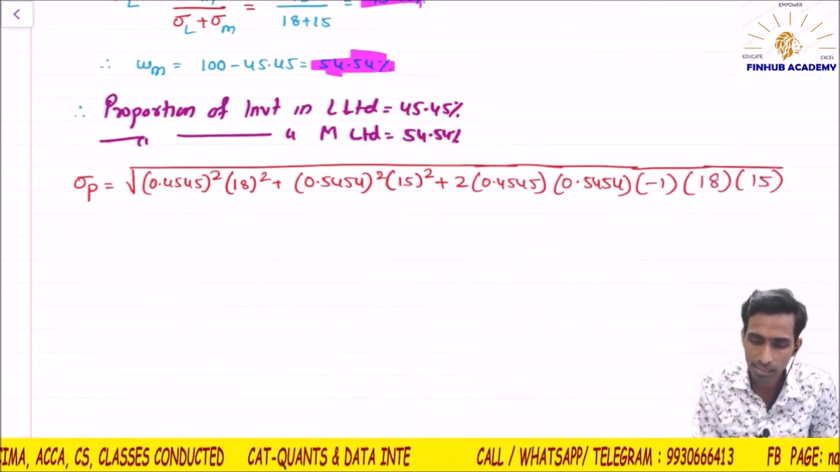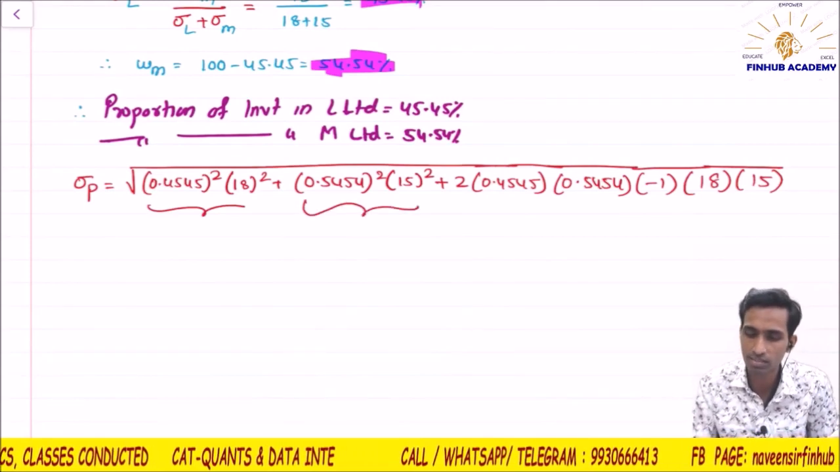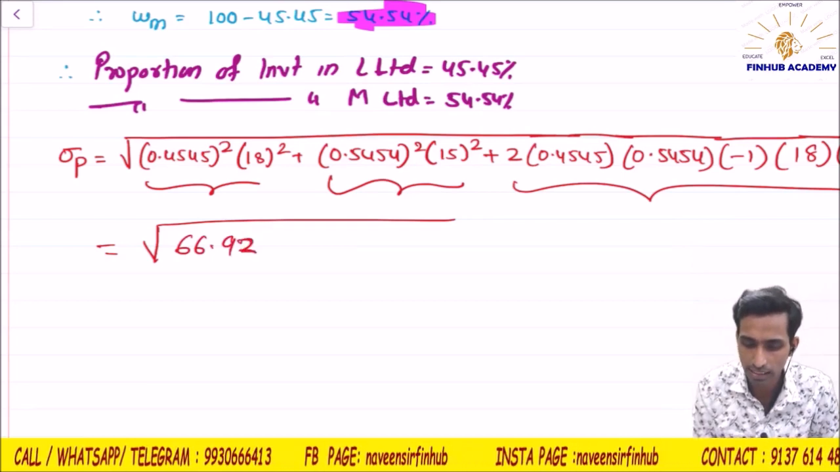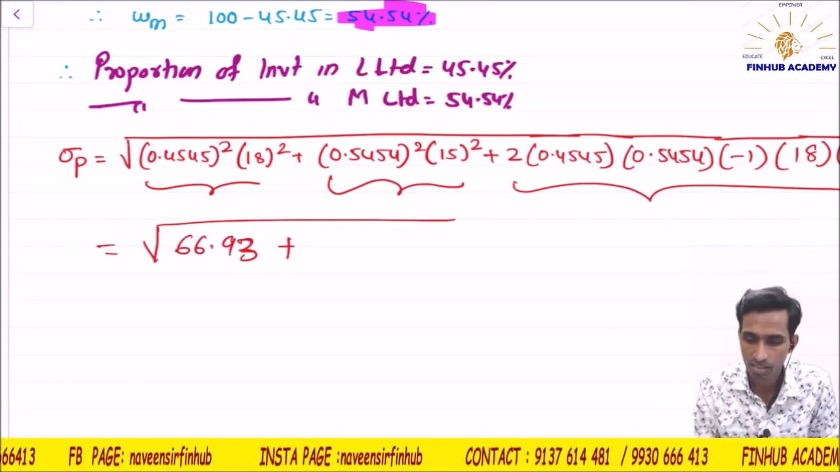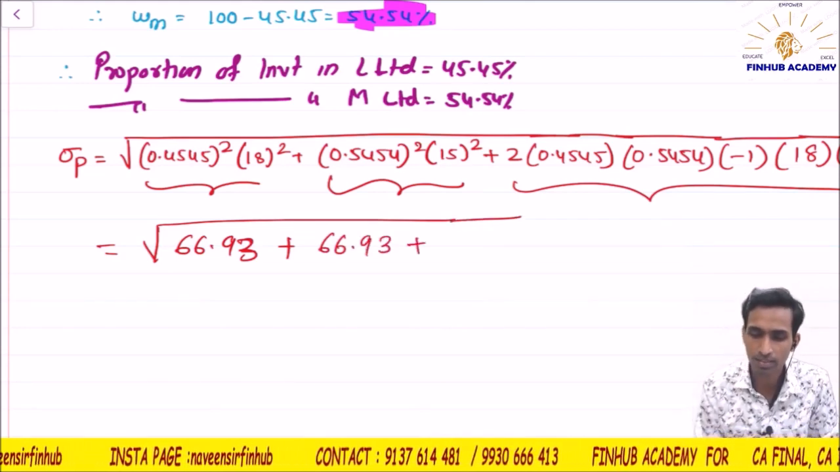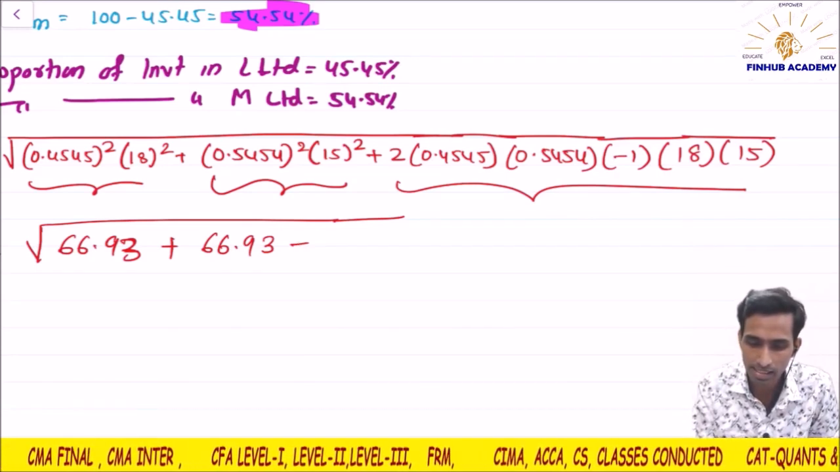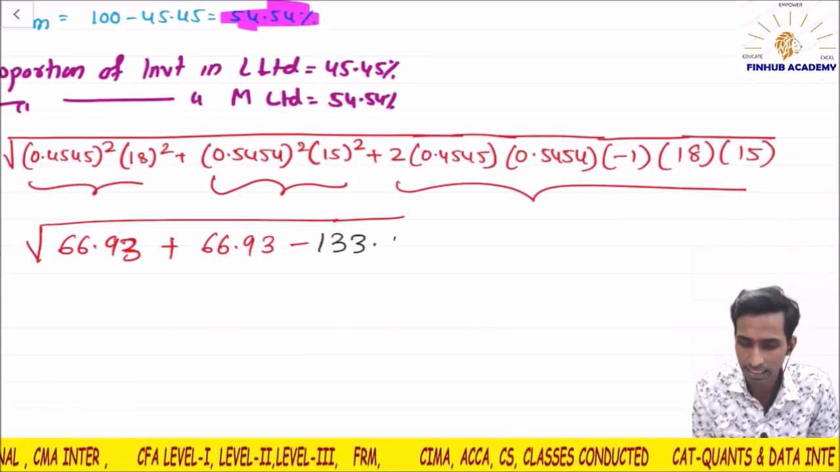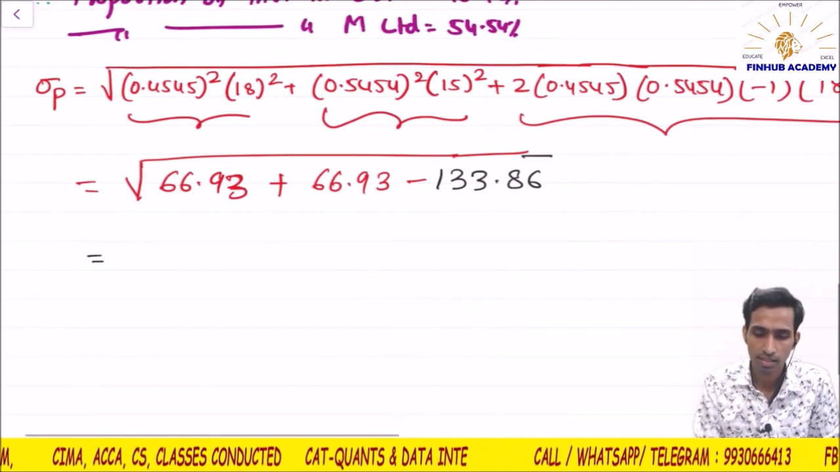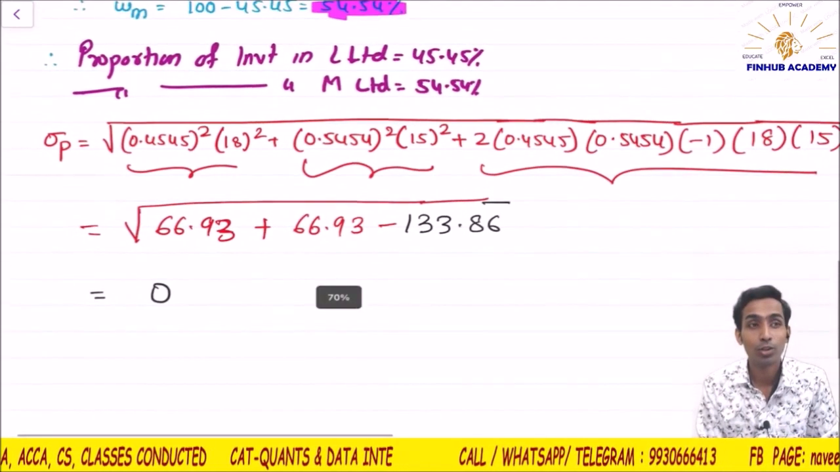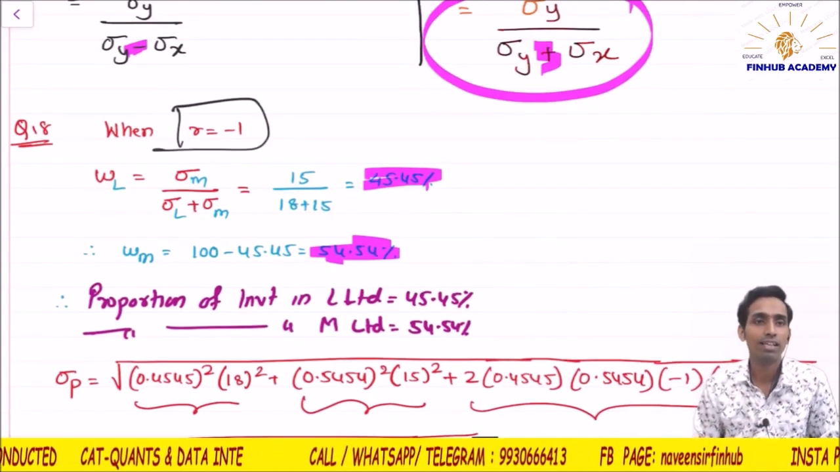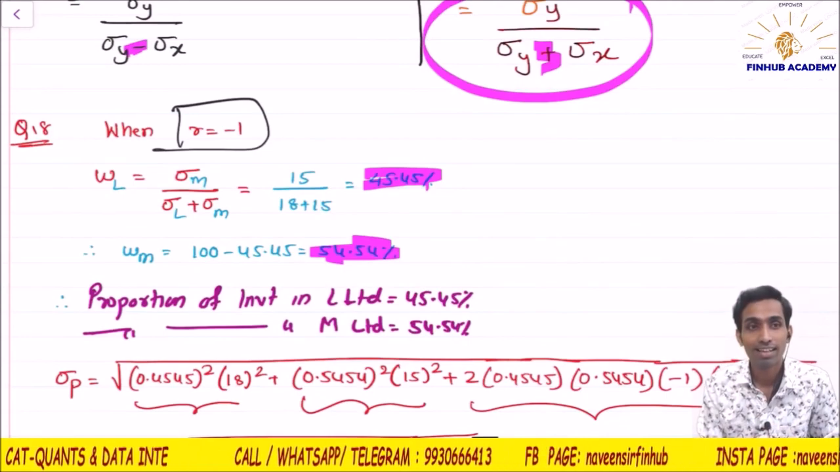Understood? Give me the answer of the first part, someone. Give me the answer of the second part, someone. And give me the answer of the third part. 66.92. Okay, 66.93 plus second one. 66.93. Okay, next part. 133.86, it's minus. Please add and take the square root. Answer is 0. You remember that at -1 we can reduce the risk to 0, that theoretical part.